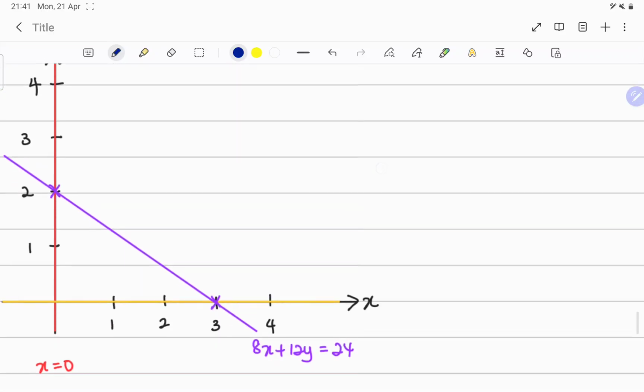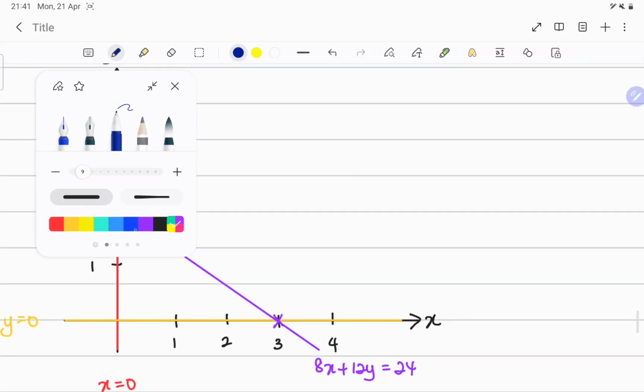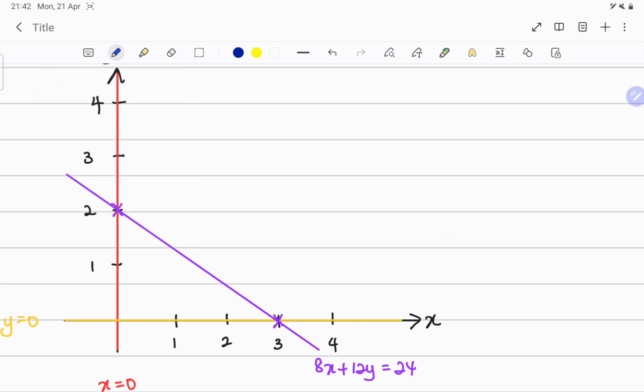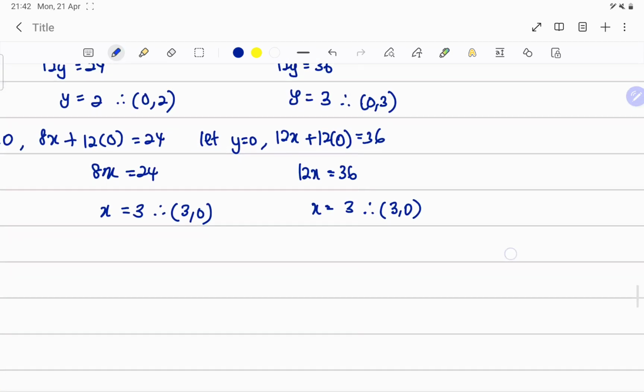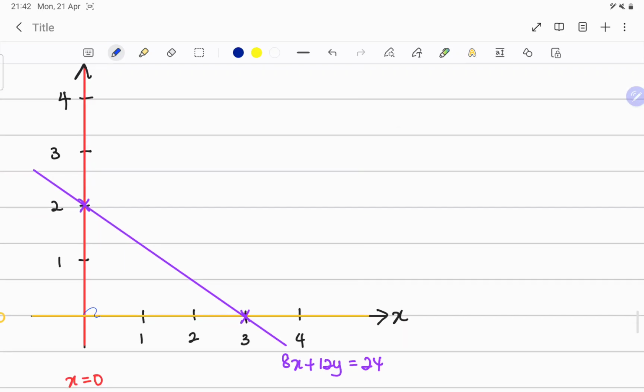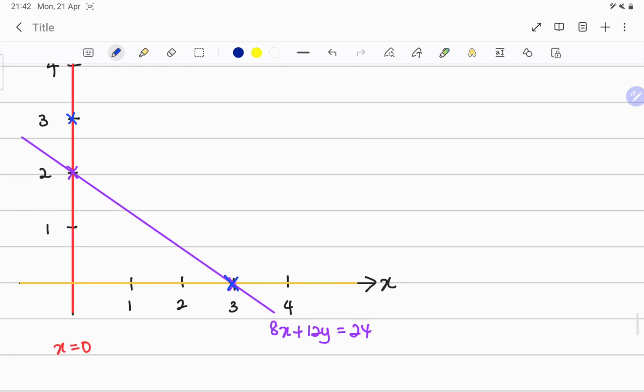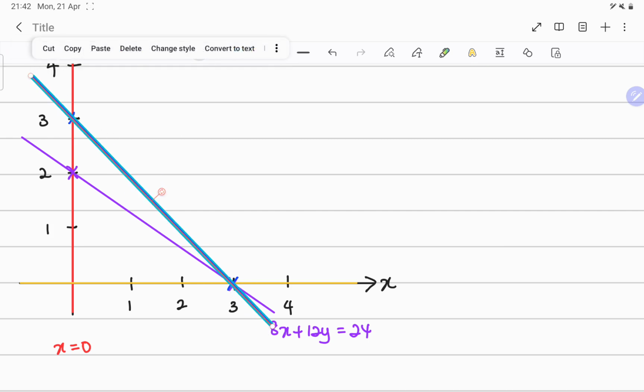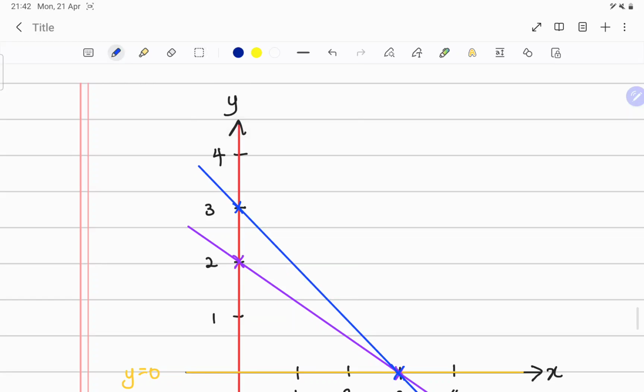Okay, so you're going to use another color, easy for you to differentiate. So I will use blue color. So what was it just now? 0, 3 and 3, 0 coordinate. So this one, and then use your ruler, just draw a straight line like that. So you get the equation for this one. The blue should be 12x plus 12y equal to 36.